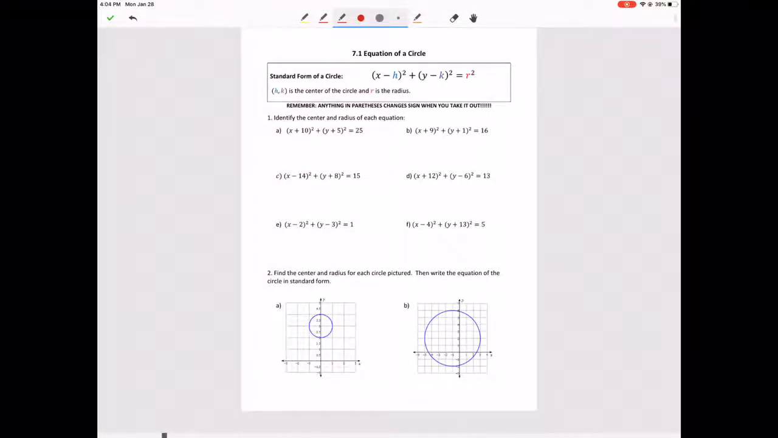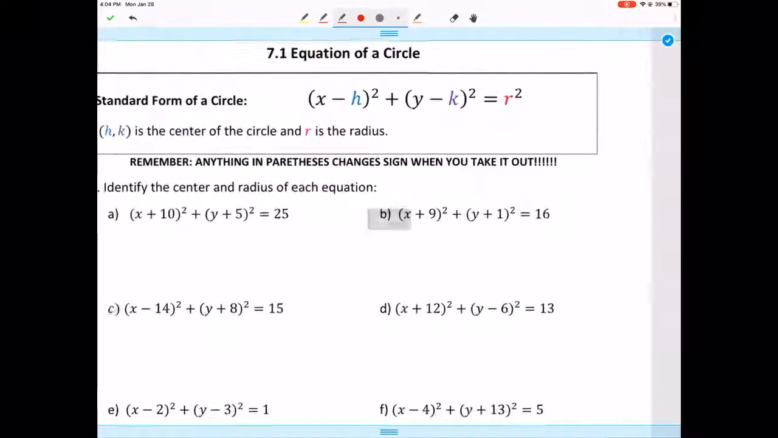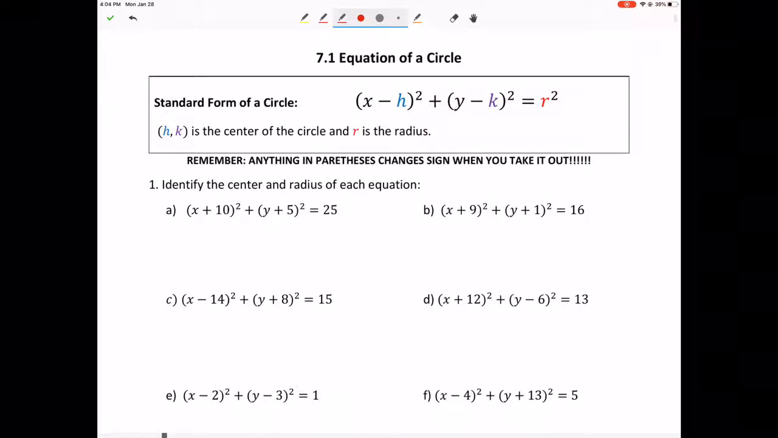All right, here we are at 7.1, equation of a circle. So this is an equation, and it makes a circle. So here we have H, we have K, and we have R. And the definition for an H and K, an ordered pair, is the center of a circle.